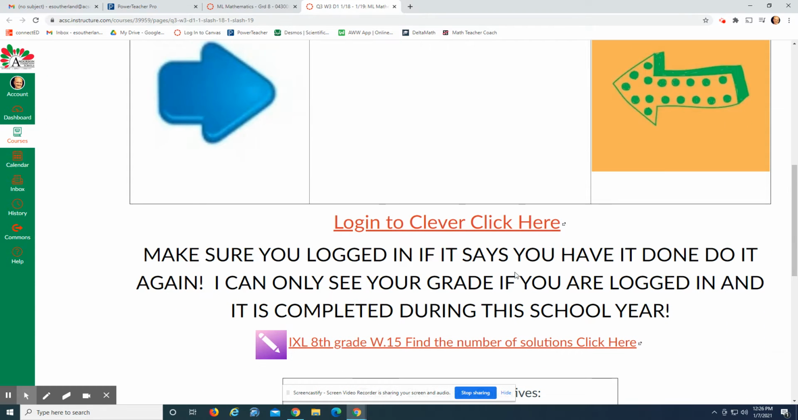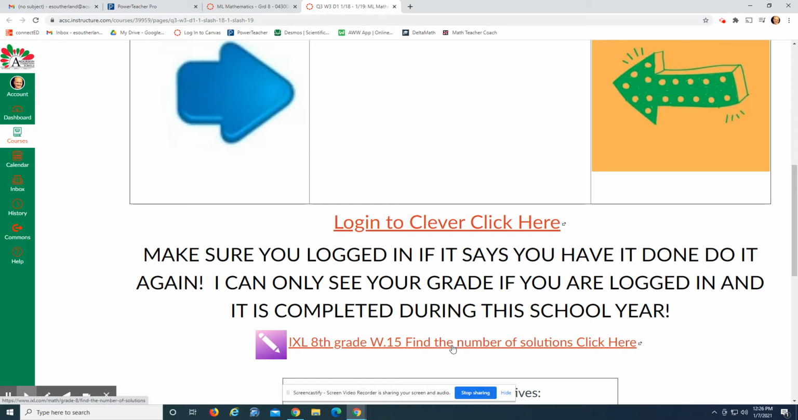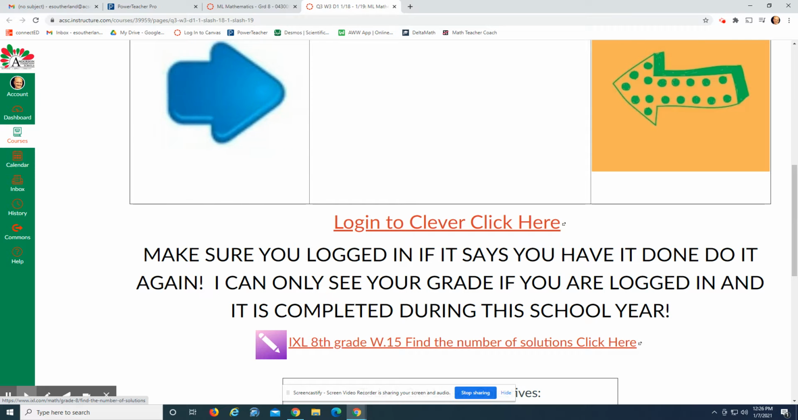Make sure that you're logged in. You can click here to log in through Clever. The assignment is 8th grade W15, and it's to find the number of solutions.